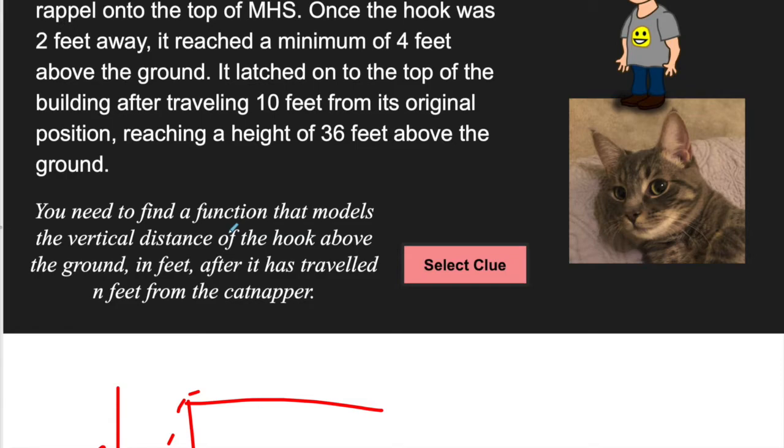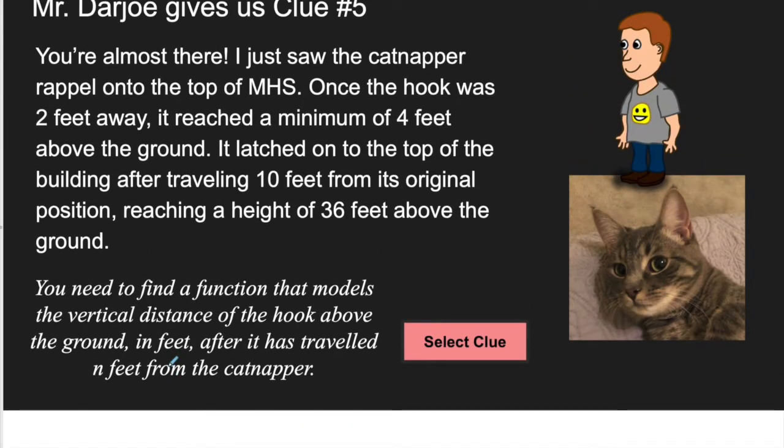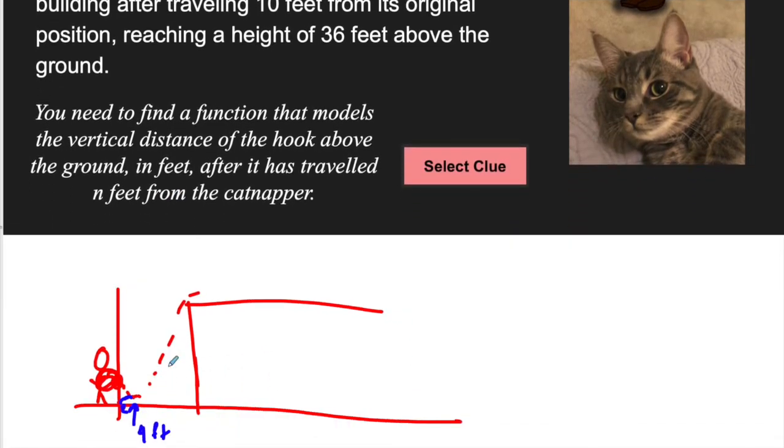If you care about really maximizing what you take out of this, you have to take the time to do that, okay? So we know that once the hook gets 2 feet away, it reaches a minimum of 4 feet above the ground. Now, it's obviously not drawn to scale, but it doesn't have to be. That's okay. It latched onto the top of the building after traveling 10 feet from its original position. 36 feet above the ground. So I've got this point of latch right here.